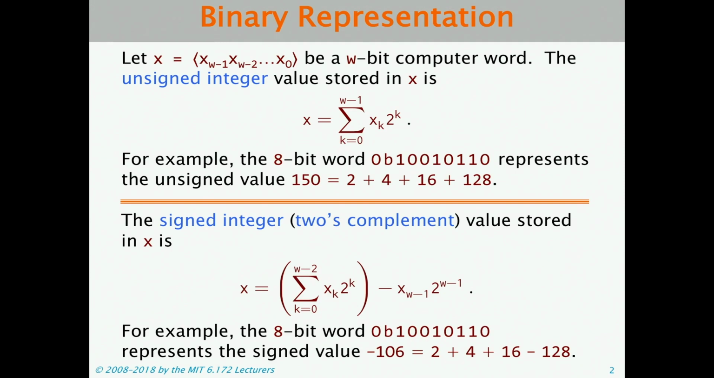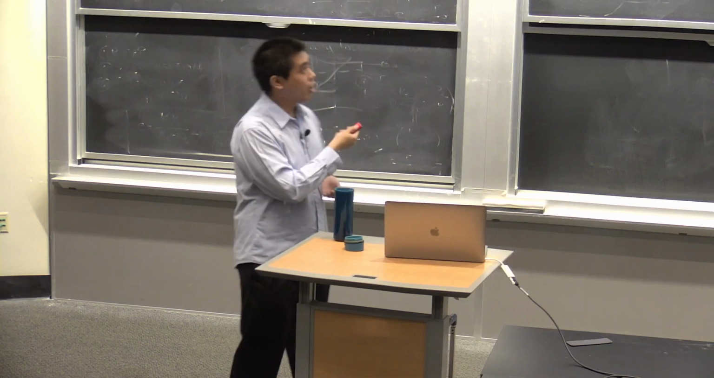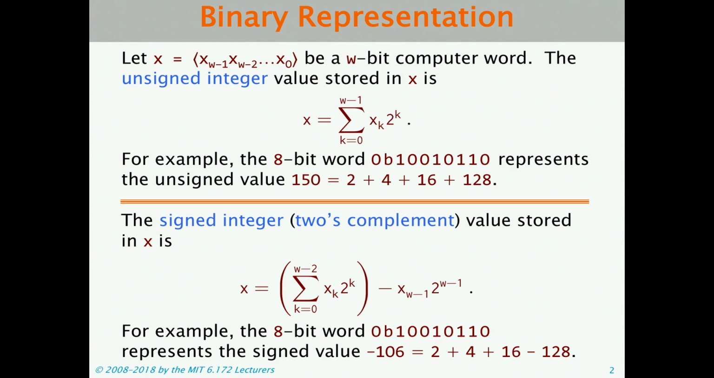There's also signed integers, so you can also represent negative numbers, which is useful, and this is called the 2's complement representation. And here's the formula for computing the 2's complement representation of a word. For bit 0 all the way up to bit w-2, you do the same thing as above. But for the leftmost bit, or bit w-1, you subtract that bit multiplied by 2 to the w-1. So for this example here, we still have 2 plus 4 plus 16. That's the same as above. But for the leftmost bit, since we have a 1 here, we're going to subtract 2 to the 7, which is 128. And this gives us the signed value for the integer, which is negative 106.